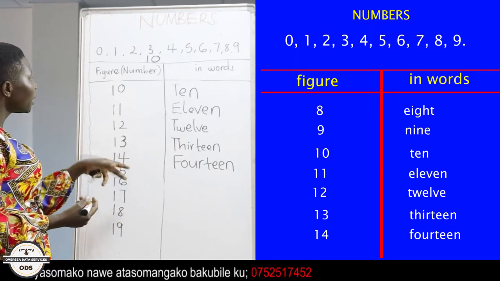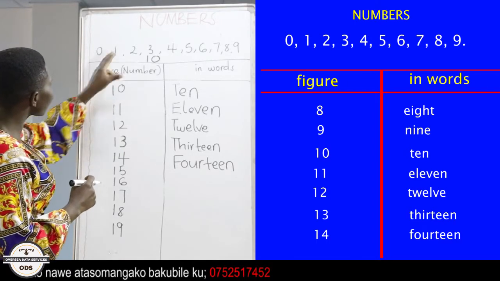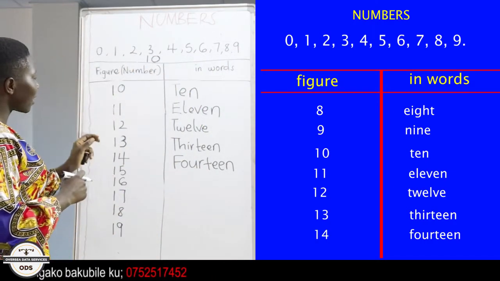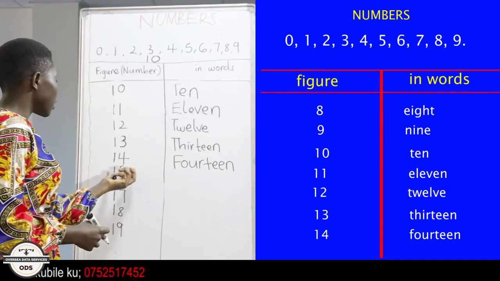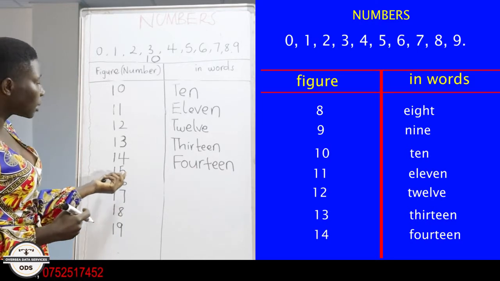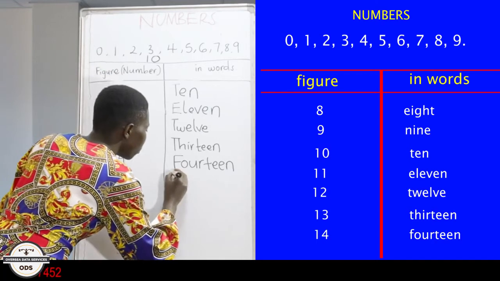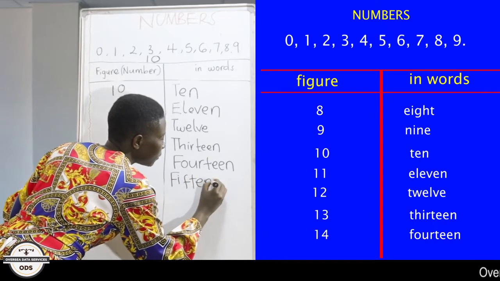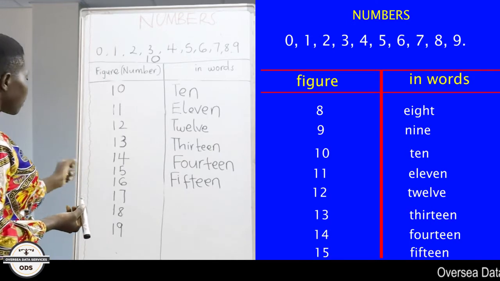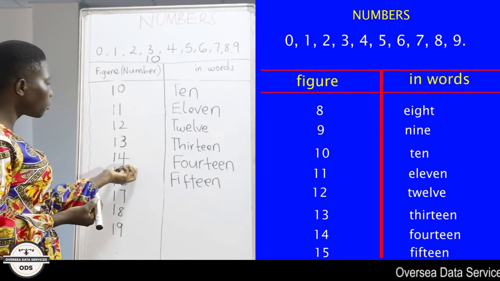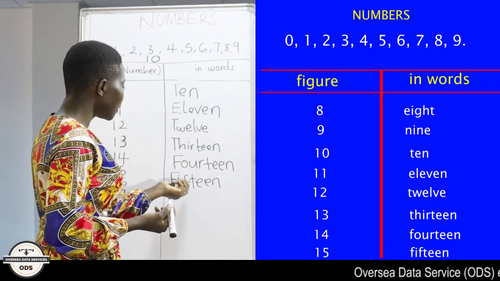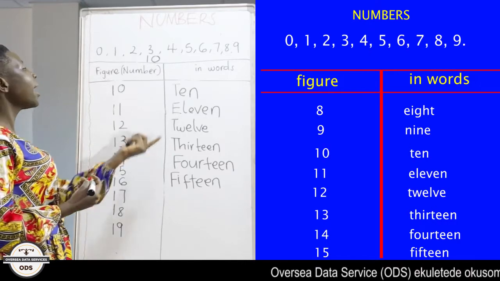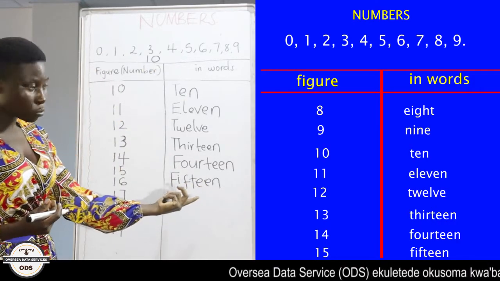Now we are going to form another number here. Let us continue to number 15. This is how we write it in words. It is 15, F-I-F-T-E-E-N. That is number 15, in numbers and in words.